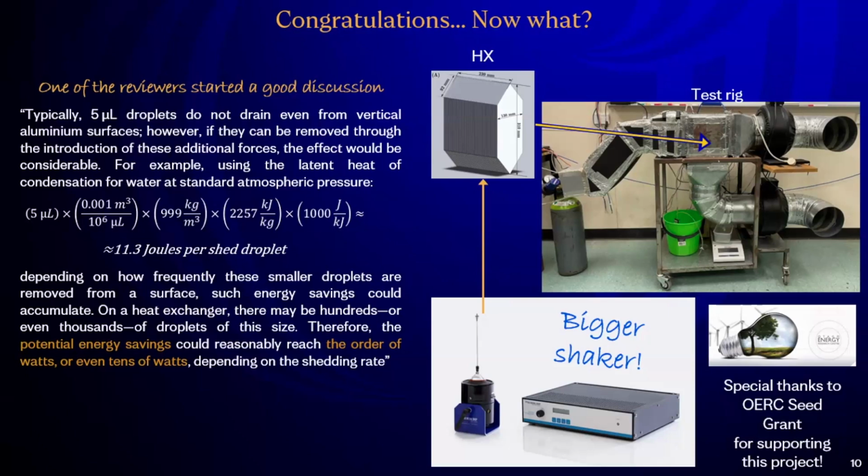So if we, in a very crude form, scale it up to hundreds or thousands of droplets, you can theoretically estimate the power saving or power output of the condensing heat exchanger you can achieve at a certain shedding rate, let's say. And I was like, well, cool, let's do that. So we requested some support from Otago Energy Research Center. We got a seed grant, and instead of having a small shaker that shakes a single droplet, we bought this big shaker that is going to shake a full heat exchanger that will be put in the test rig.